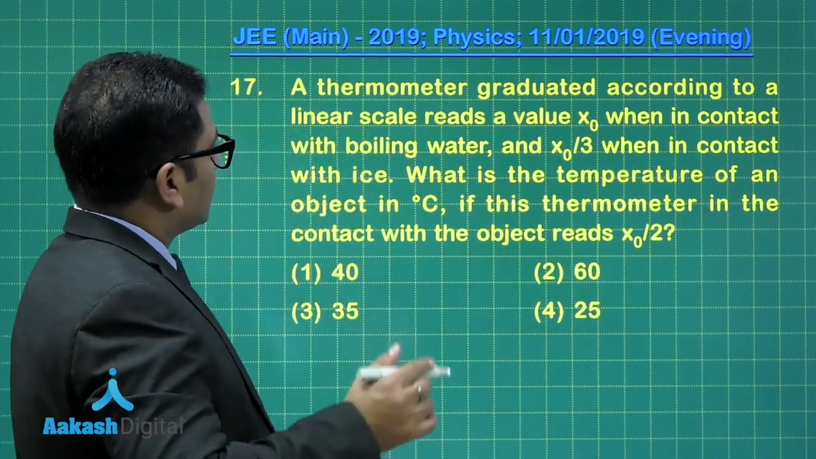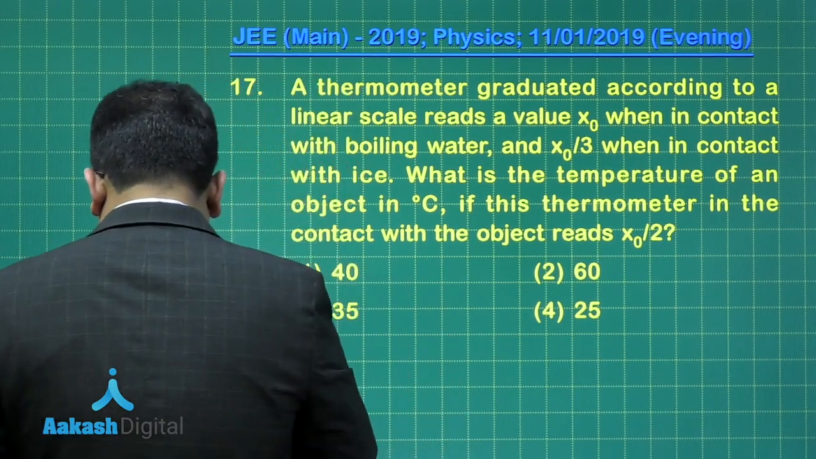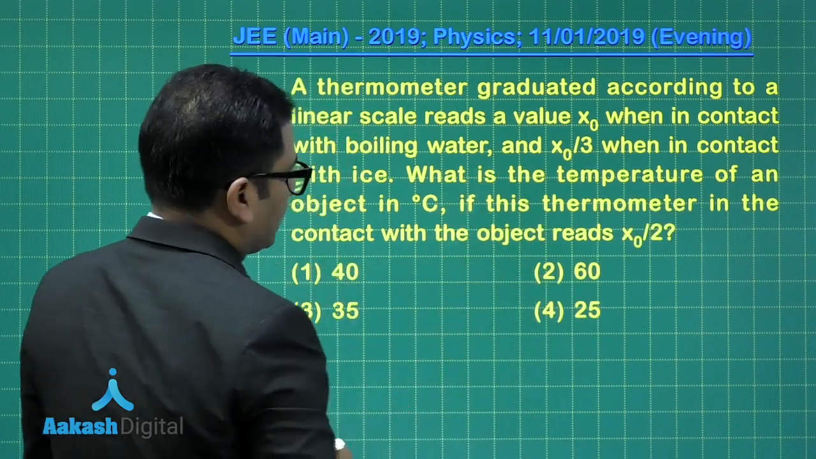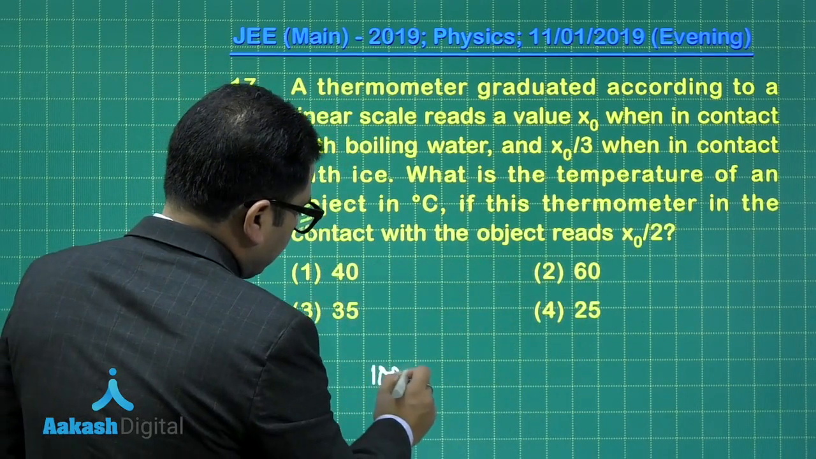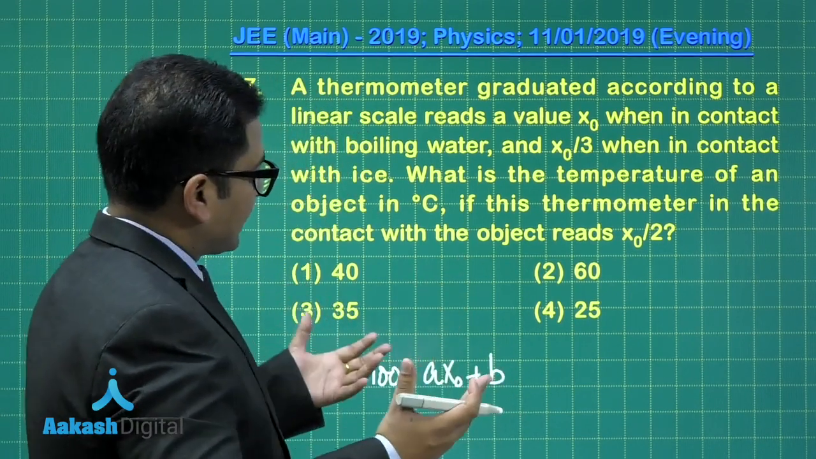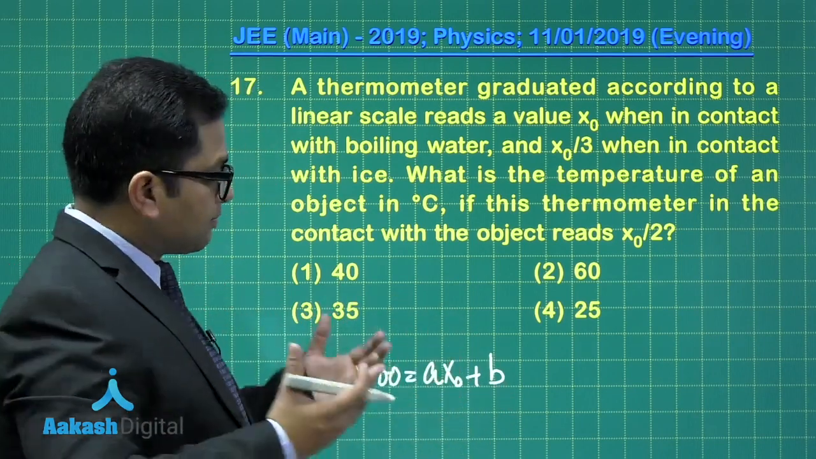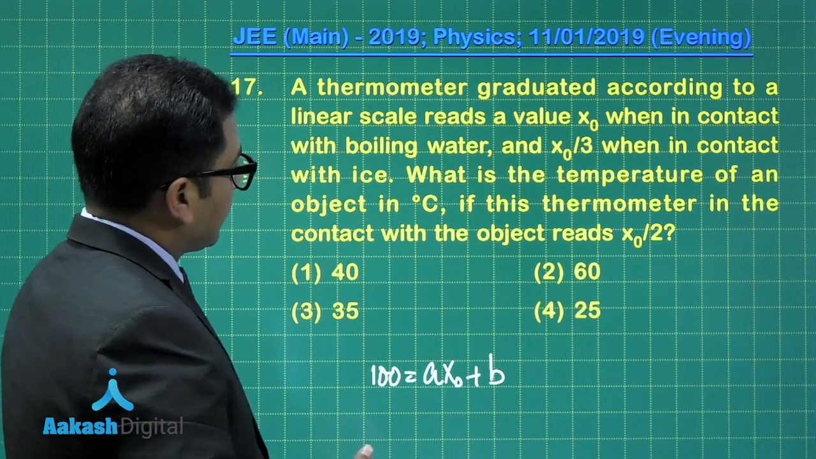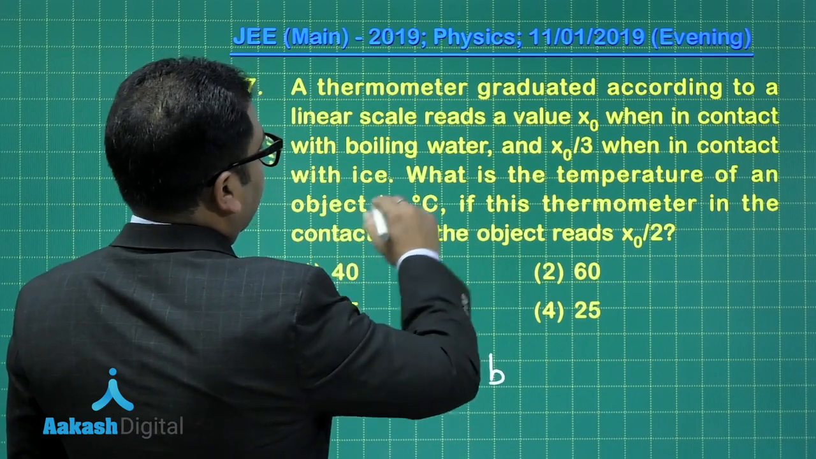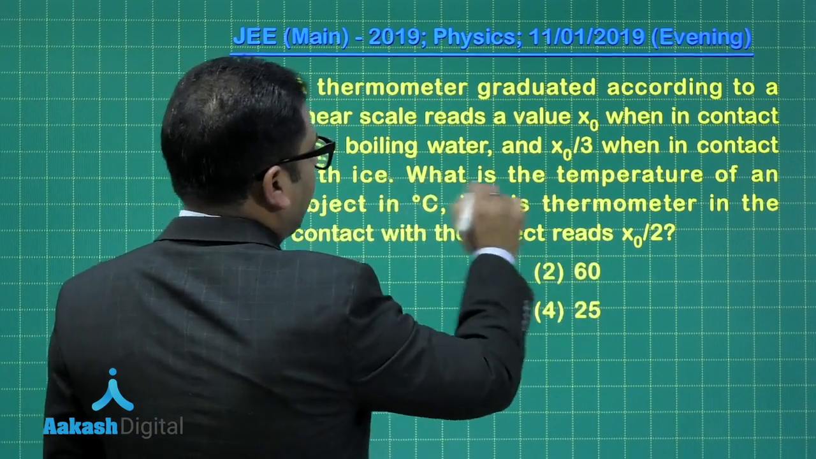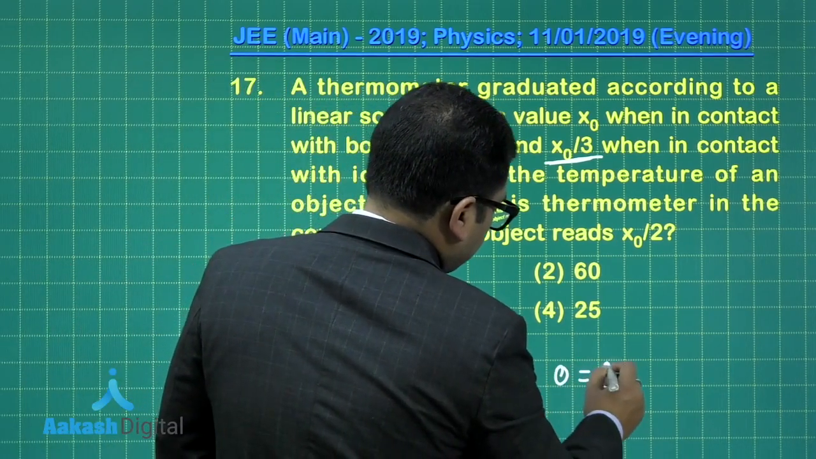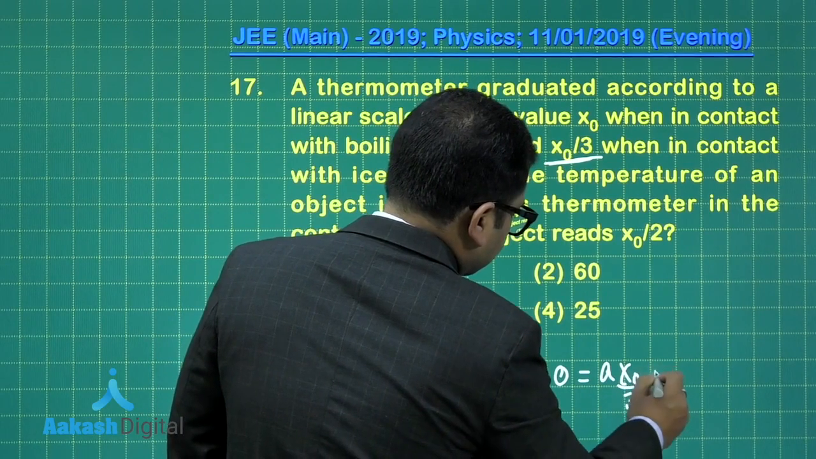So here it says, a thermometer graduated according to a linear scale reads a value x naught when in contact with boiling water. So here 100 is A x naught plus B, because it says that it's graduated linearly. So temperature is Ax plus B. That's a sort of mathematical assumption we make. When in contact with boiling water, it's x naught, that's fine. And when in contact with ice, it's x naught by 3. So here ice, that's 0, which is equal to A x naught by 3 plus B.